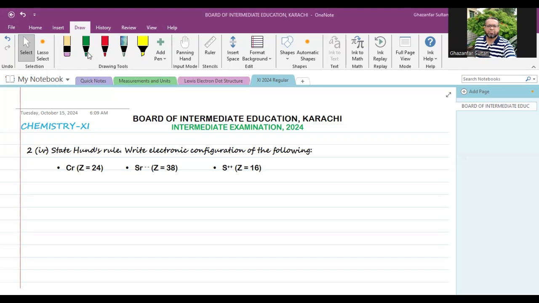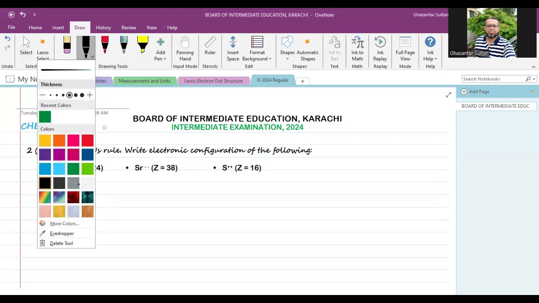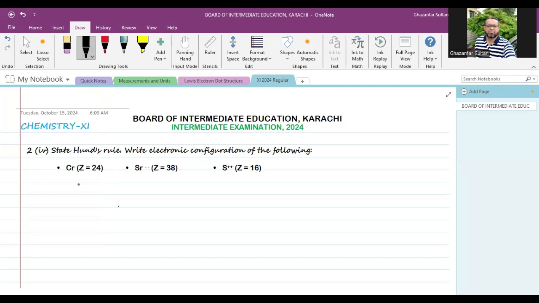This is question number 4 from Intermediate Board Examination, Karachi. And here two things are discussed. Number one, state Hund's rule. Number two, write the electron configuration of the following. So first we have to write the definition of Hund's rule.